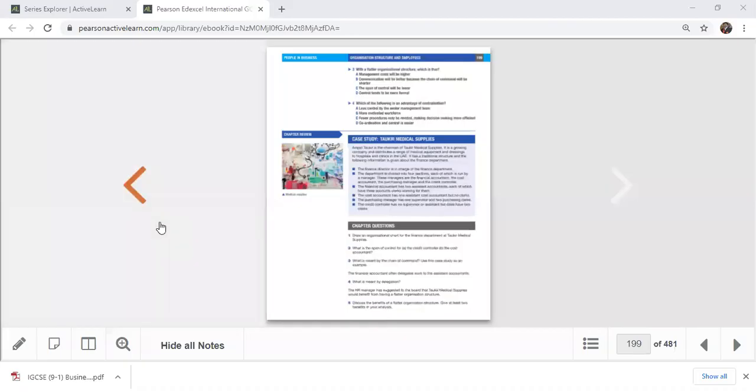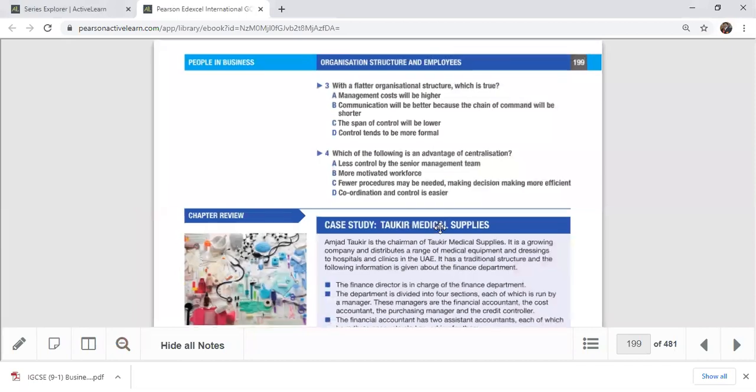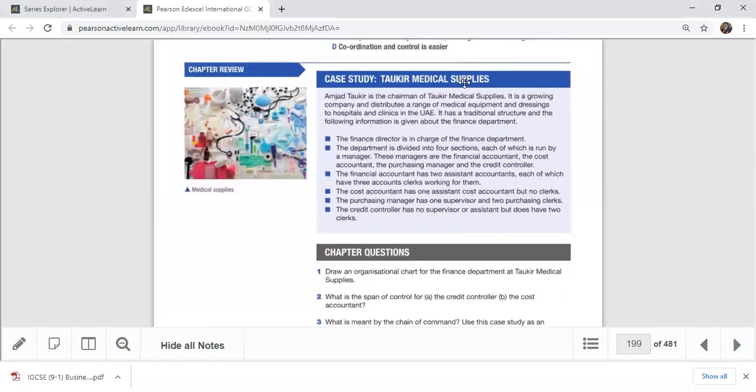Hi everyone. So today we are going to discuss the chapter review part of the organization structure and employees. In this lesson we are going to talk about the chapter review case study of Takir Medical Supplies. This case study will give a glance at the organization structure, how to draw an organization chart, and the main concepts such as chain of command, delegation, span of control, flat structure, and tall structure. It is a very good question to practice. So let's read this case study.